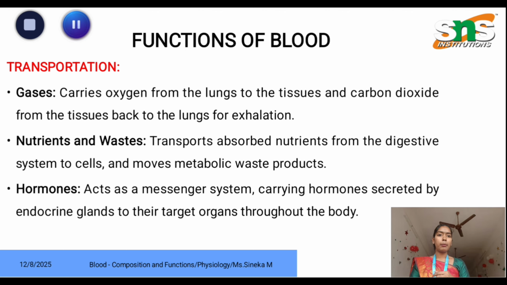Next one is hormones. Blood acts as a messenger system, carrying hormones secreted by the endocrine glands to the organs throughout the body. It mainly carries 3 substances. First one is gases, which it transports to the tissues. Nutrition and waste, which it absorbs from the digestive system to transport to cells. Hormones, which act as messengers and reach the target organs via the blood flow.